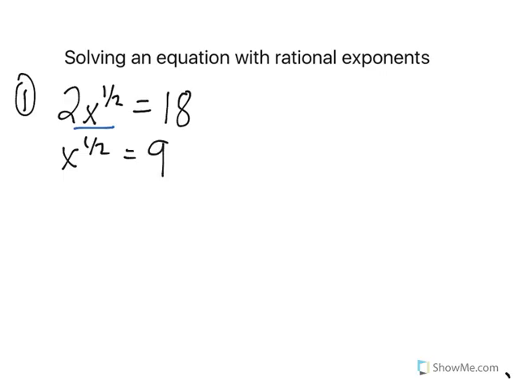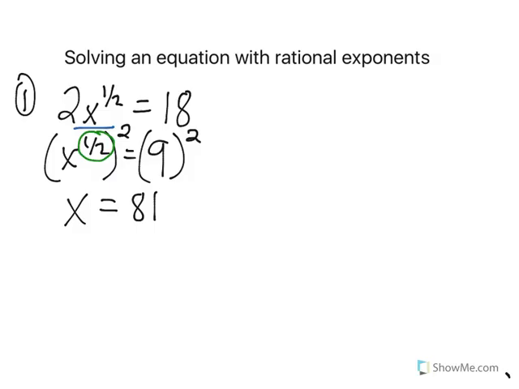Now what we want to do is raise both sides to the reciprocal of our rational exponent. So if the rational exponent is 1/2, we raise it to the reciprocal. Both sides will be raised to the 2nd power. Because when you raise a power to a power, you multiply. So 1/2 times 2 is just 1. So we get x equals 81.